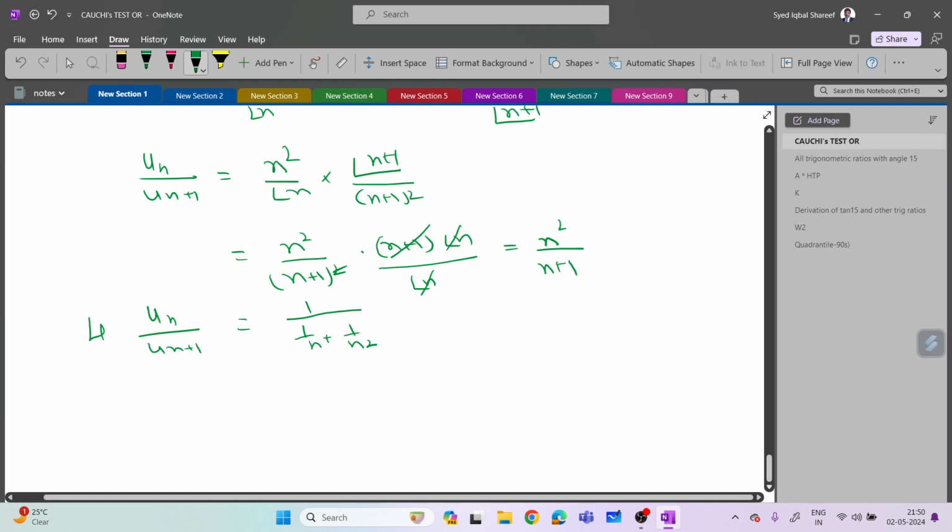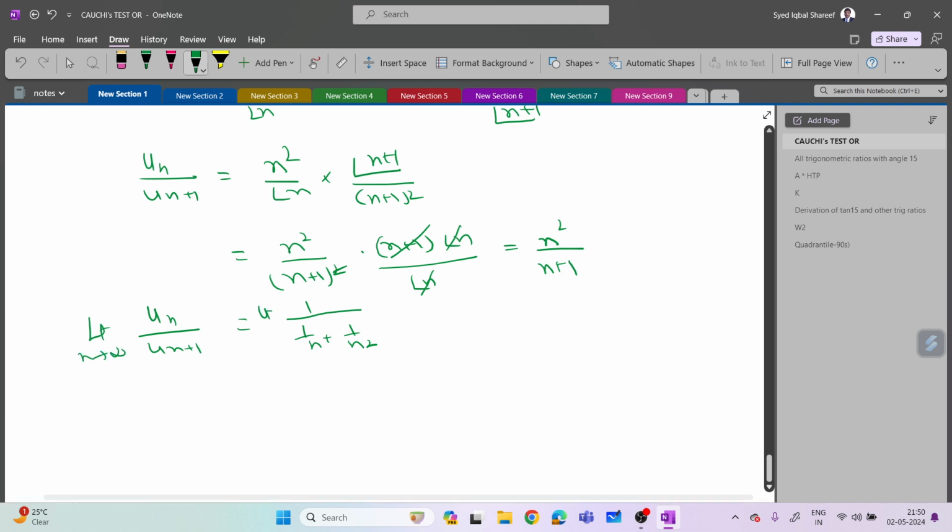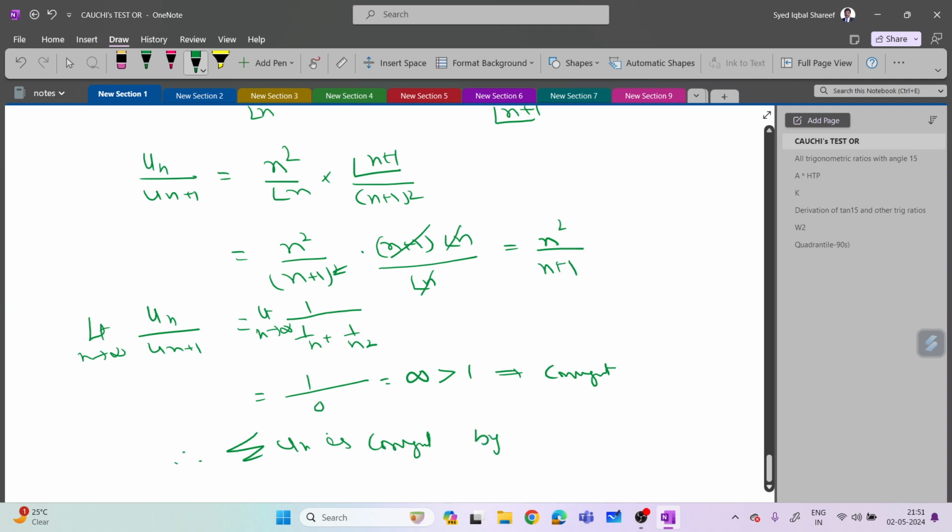Now apply the limit as n tends to infinity on both sides. As n tends to infinity, 1 by n tends to 0. So 1 by 0 is infinity. Infinity is greater than 1. Greater than 1 means convergent. Therefore, summation un is convergent. How are we able to say this? We are able to say it by D'Alembert's test, or ratio test.